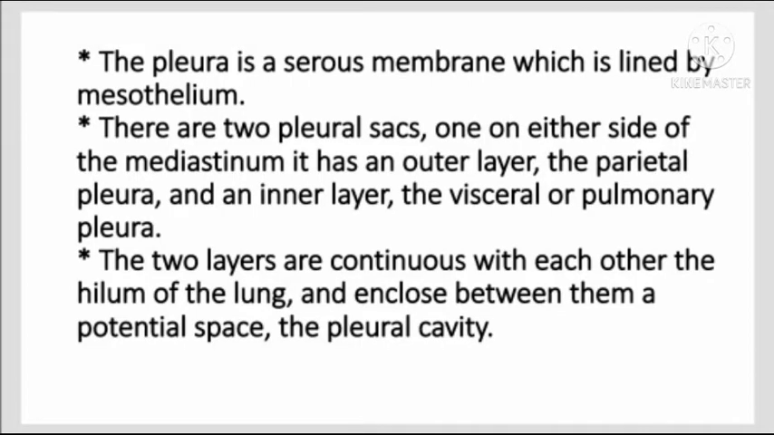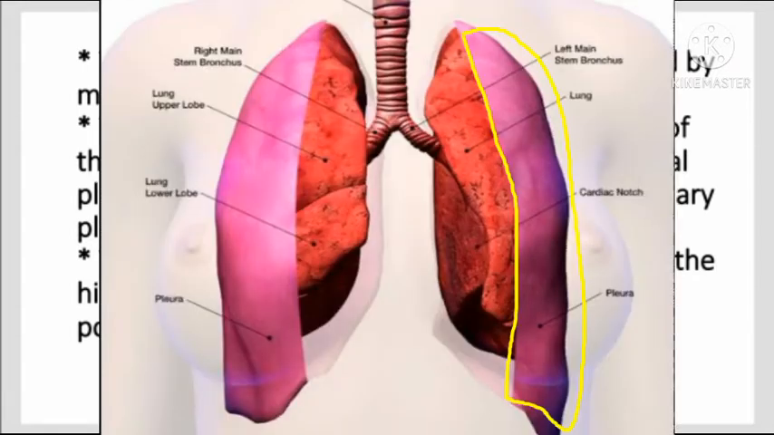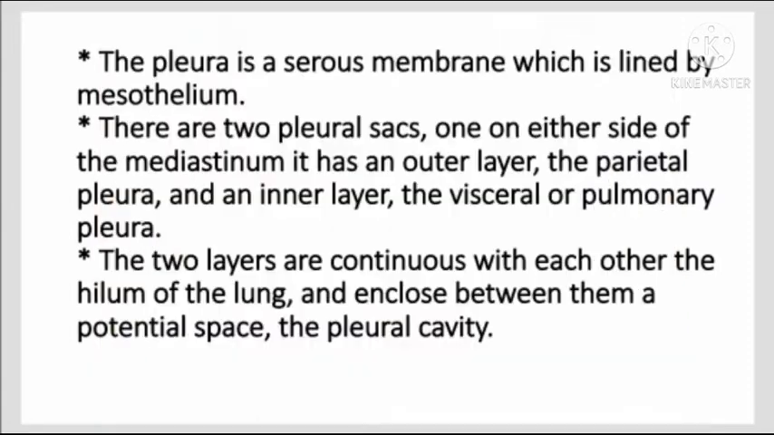The pleura is a serous membrane which is lined by mesothelium. The pink color portion which you can see in this diagram is pleura. There are two pleural sacs, one on either side of the mediastinum. It has an outer layer, the parietal pleura, and an inner layer, the visceral pleura or pulmonary pleura.